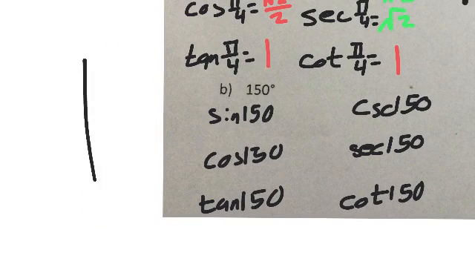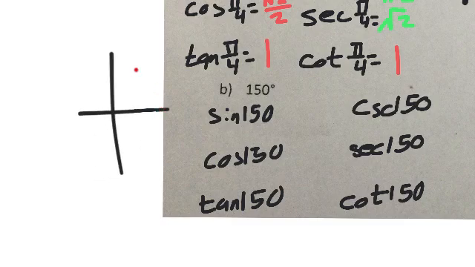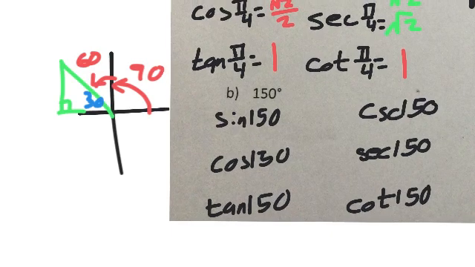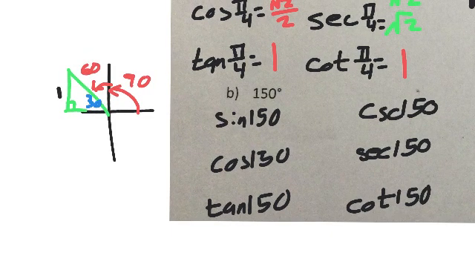Now I'm going to draw my triangle. 150 degrees puts me in the second quadrant. That puts me here. If I rotate 150 degrees, this part was 90, and this part had to be 60 to get me to 150, which means my central angle has to be a 30-degree angle. So this is a 30-60-90. Across from the 30 is 1, across from the 60 is radical 3, and the hypotenuse is 2.